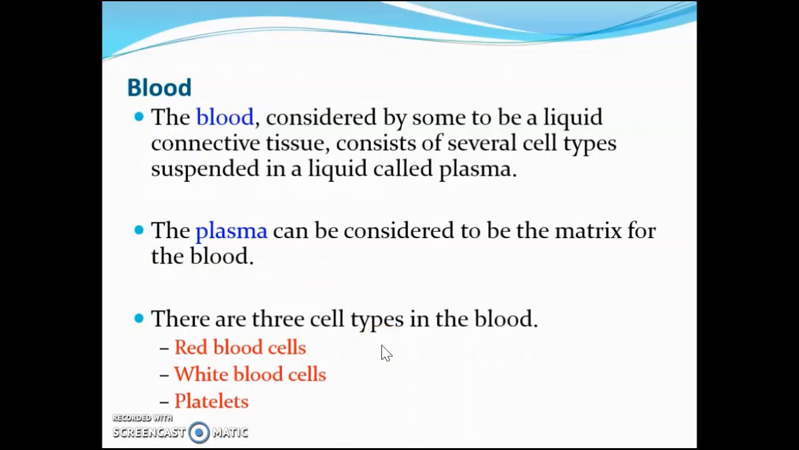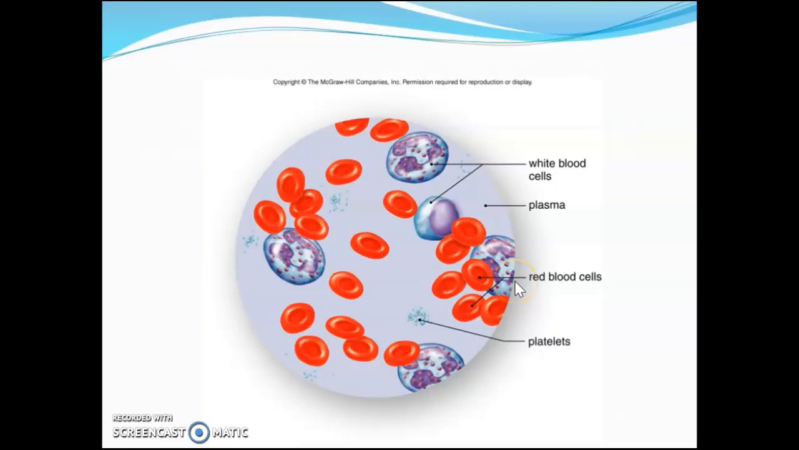Basically, it could be categorized or divided into three categories. The first is the red blood cells, the second is the white blood cells, and the third is platelets. The diagram here shows a picture of red blood cells as well as different types of white blood cells and platelets. Red blood cells are indicated in this diagram by the red colored cells.